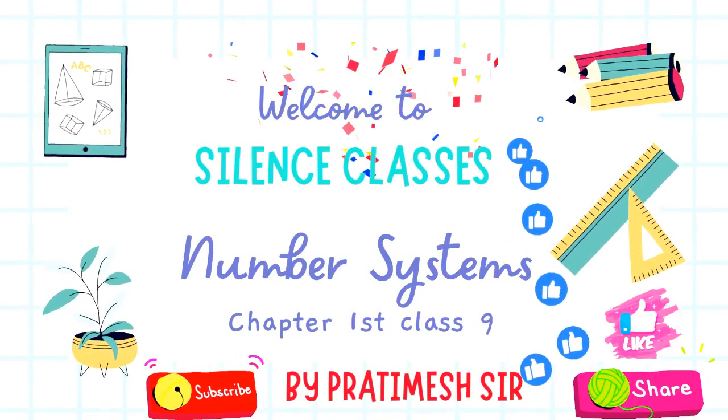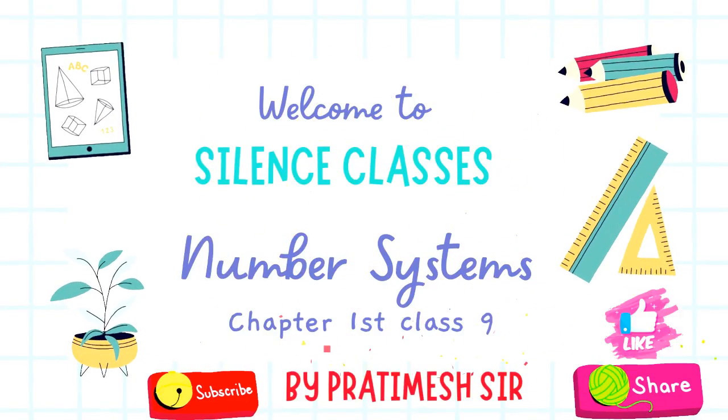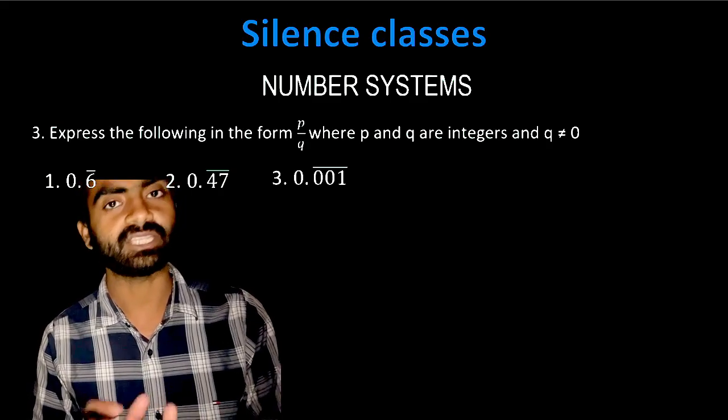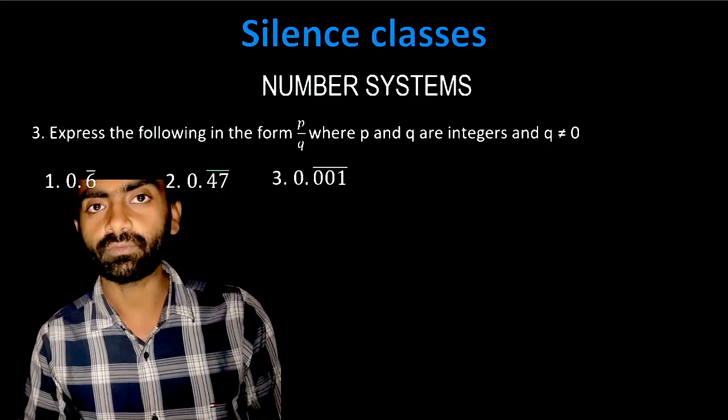Let's continue with the chapter Number System of class 9th. Exercise 1.3, we are doing question number 3. All the previous questions we have already completed. You can go and check them out in the playlist. Now let's check what the question is saying.